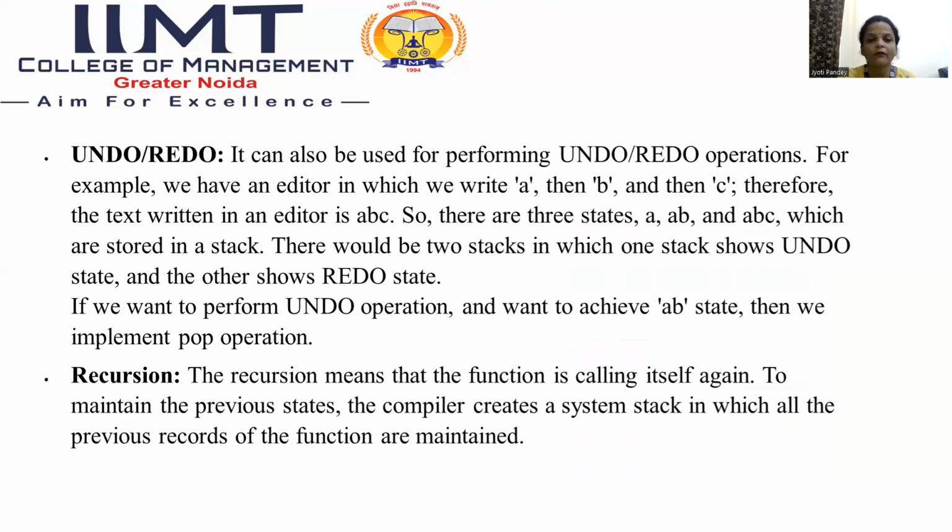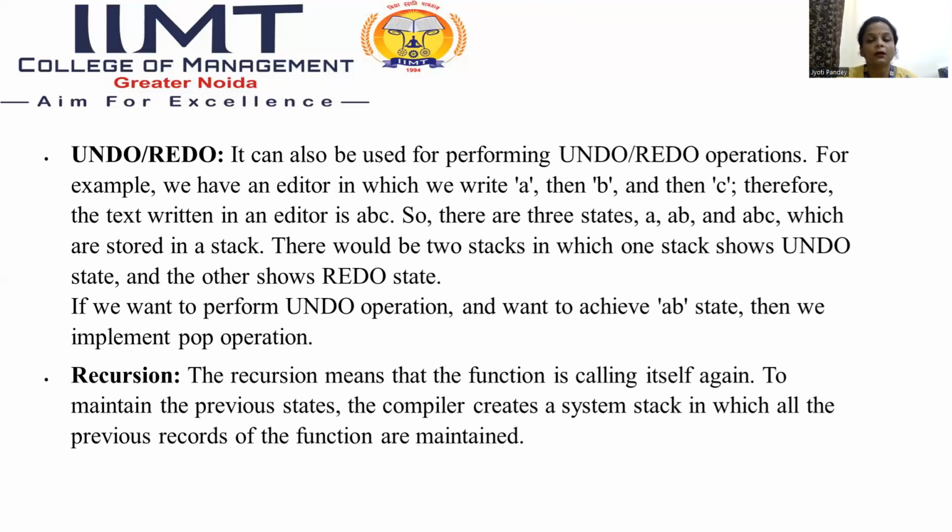For example, we have an editor in which we write A, then B, and then C. Therefore, the text written in the editor is ABC. So there are three states, A, AB, and ABC, which are stored in the stack. There would be two stacks, in which one stack shows the state and the other shows the redo state. If we want to perform an undo operation and want to achieve the AB state, then we implement the pop operation.